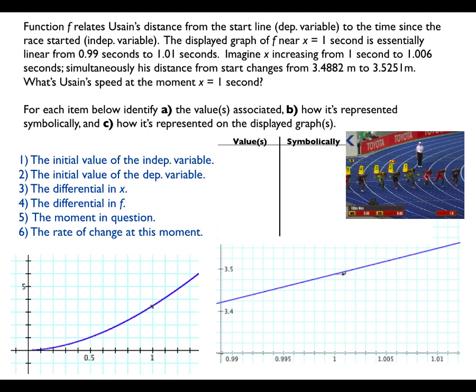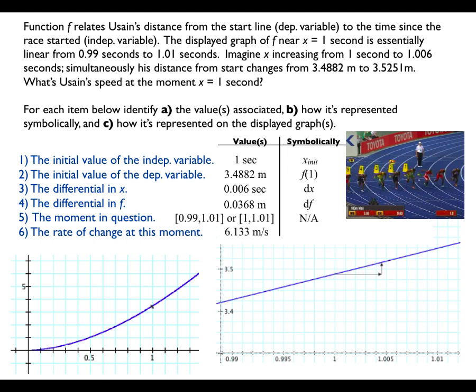In this context, we have the students practice identifying values from the setup, and then representing those values symbolically. So like the initial value of the independent variable is 1 second, symbolically x initial. The initial value of the dependent variable, 3.482, symbolically function notation, f of 1. Differential of x. So we emphasize that dx varies, but here we're looking at a particular example where dx is 0.006, differential in f, 0.0368. The moment in question where we're assuming a constant rate, and then the rate of change.